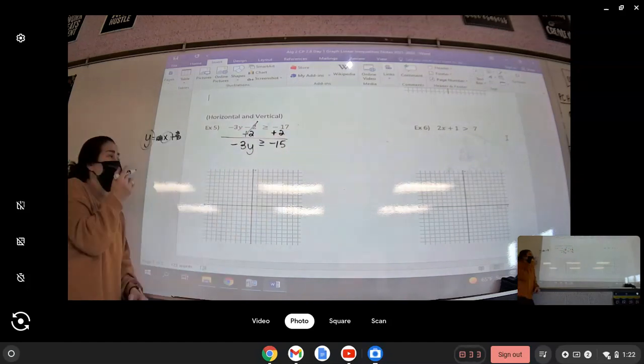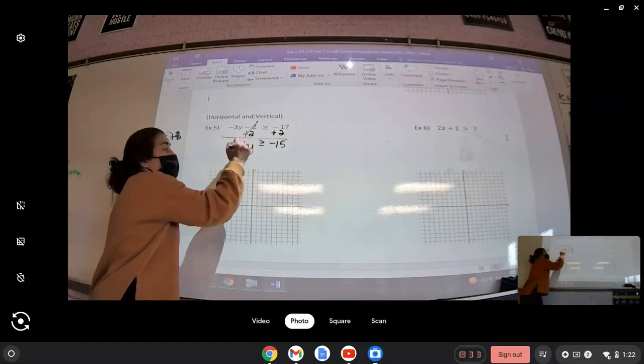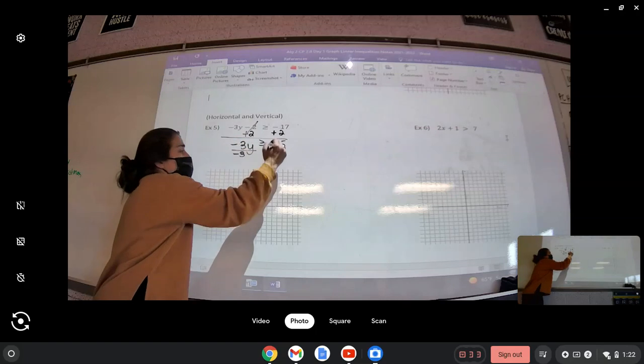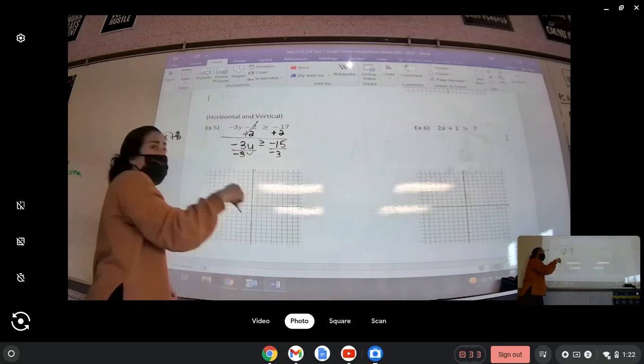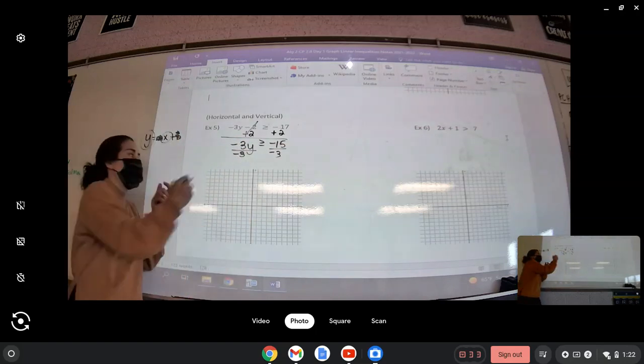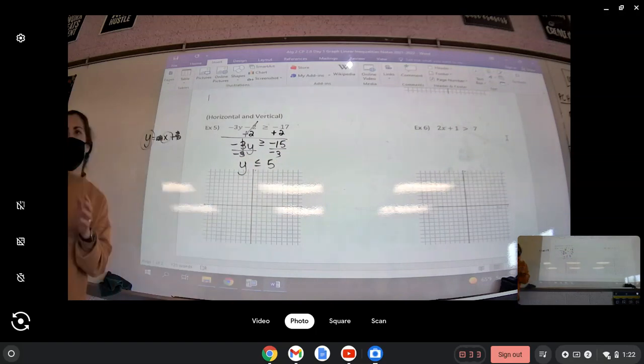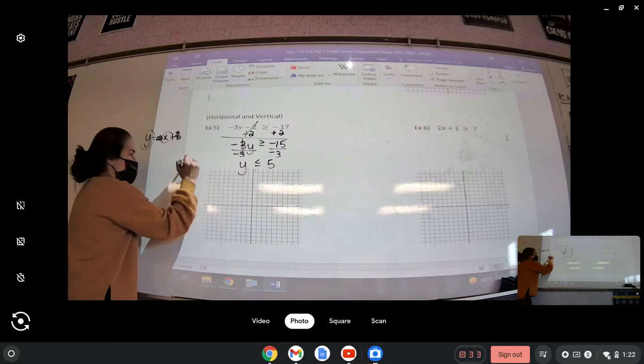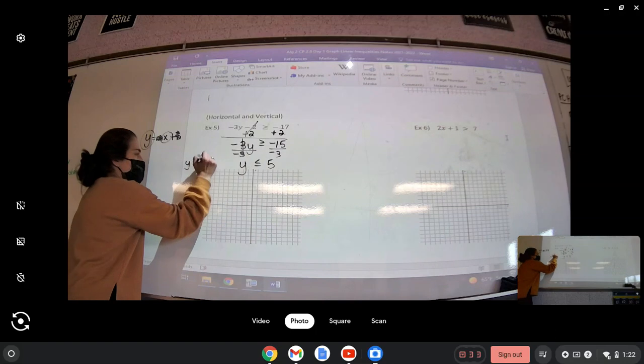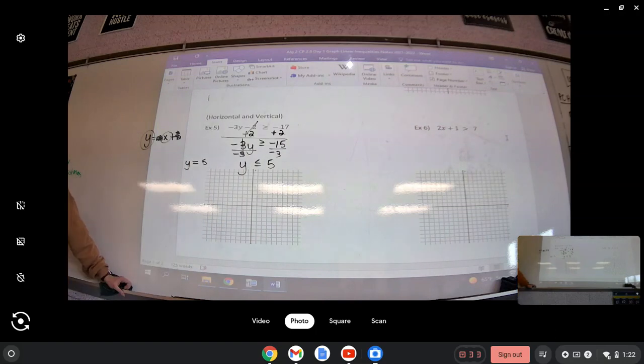What's the only thing you have left to do? Divide by who? Ooh, you just divided both sides of an inequality by a -3. What do you have to do? Flip that symbol. Okay, so guys, do me a favor. First, you need to graph your line. So think of this as this line. Graph me the line y equals 5. Graph me the line where every single dot has a y coordinate of 5.